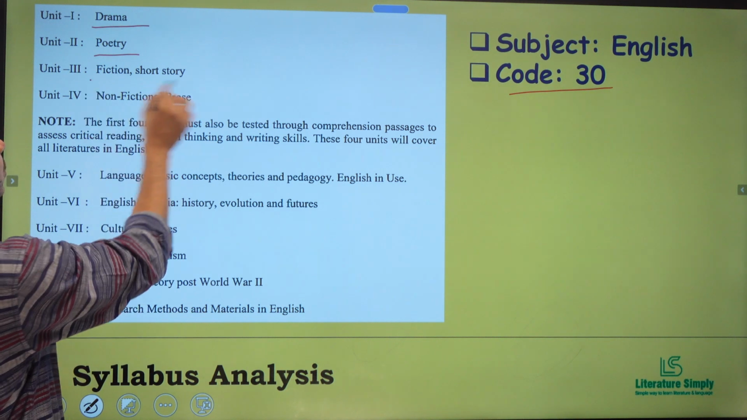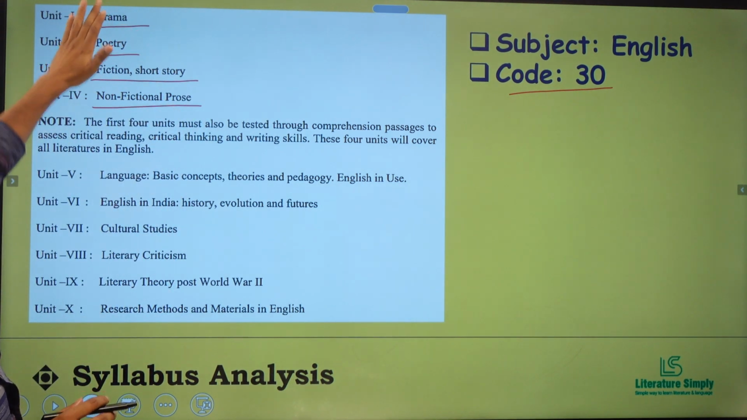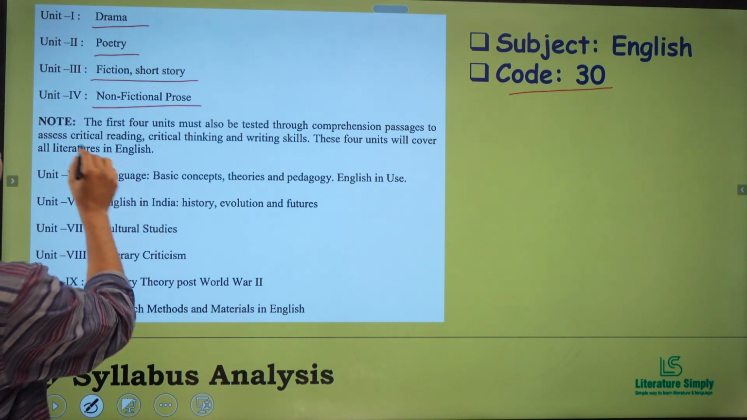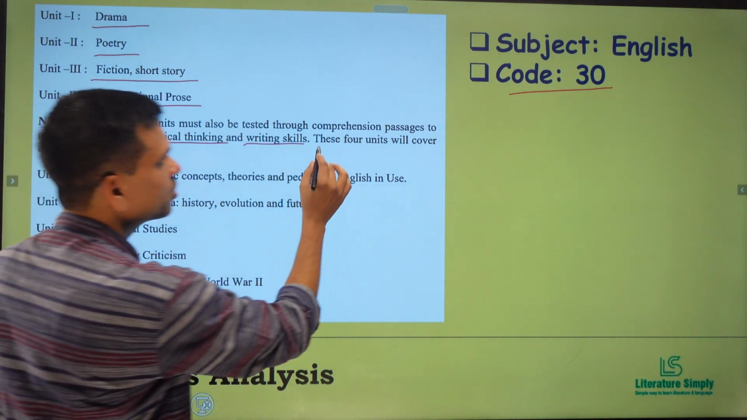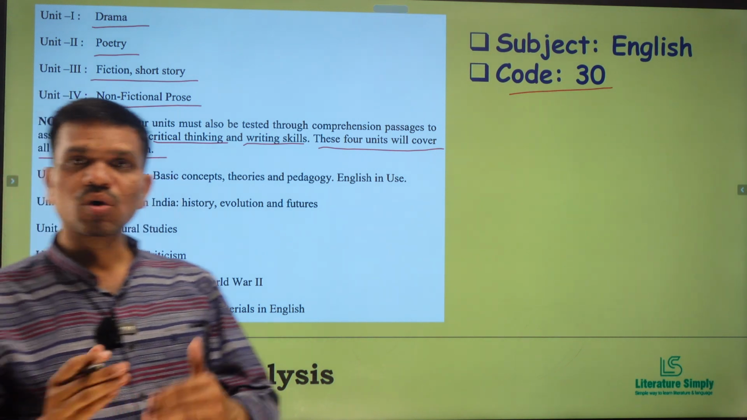Then we have third, fiction and short story, then non-fictional prose. Talking about these 4 units, you can understand that passages are asked for critical reading, critical thinking and writing skills. Again, these 4 units will cover all literatures in English. This is very important, all literature.